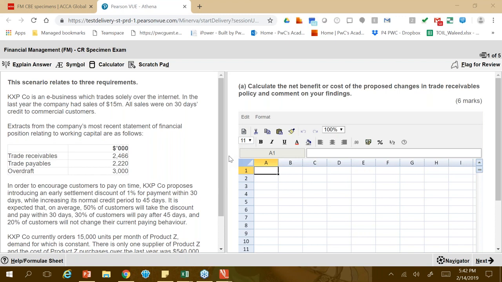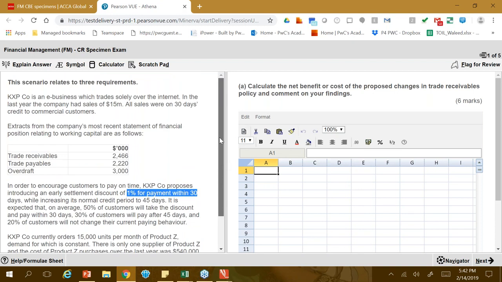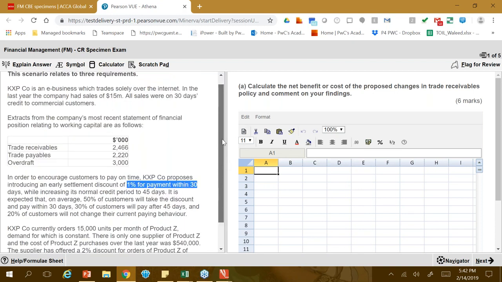So why are the 30% customers paying early? Well, they're not paying early yet. They are going to pay early here. As per the question, they're going to get the discount. So if they pay in 30 days, they will get a 1% discount. So that is an incentive for them to pay early. So they can get a discount of 1% if they pay within 30 days.